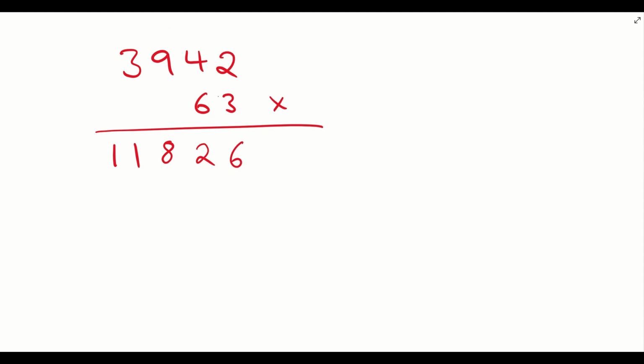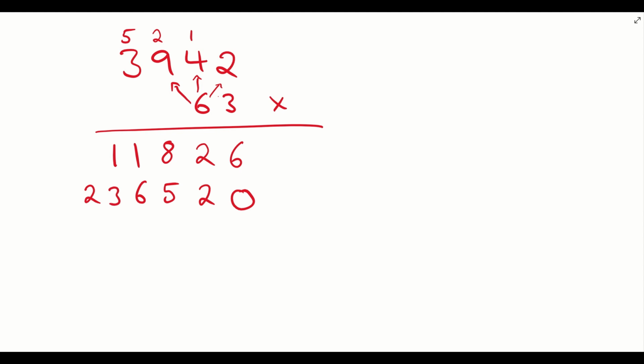But before we do the 6, we're going to put a 0 down here in this column. So 6 times 2 is 12. So carry the 1, 12 like that. 6 times 4 is 24, plus the 1 is 25. So carry the 2, 25. 6 times 9 is 54, plus the 2 for 56, carrying the 5. 6 times 3 is 18, plus the 5 gives us 23.